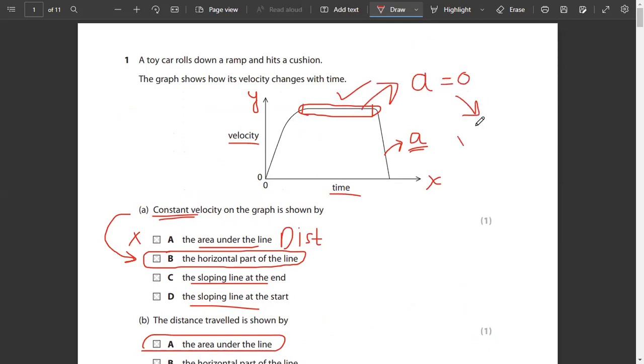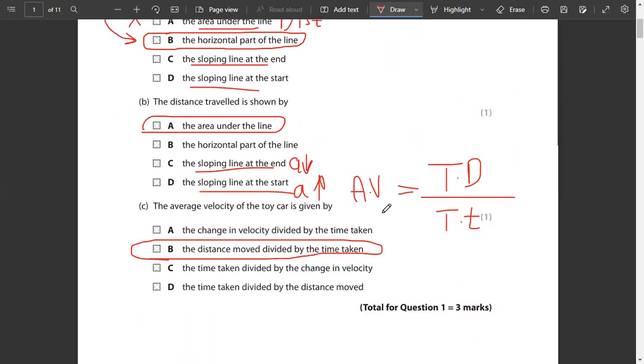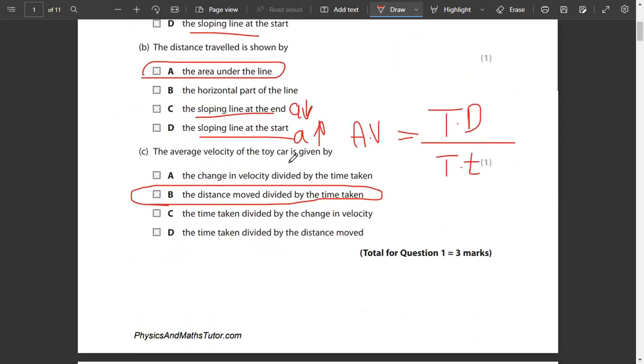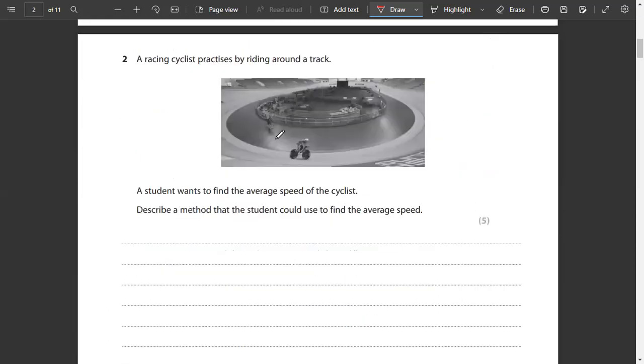Zero acceleration means that your velocity was constant. That doesn't mean that the velocity is also zero. The velocity was remaining same क्योंकि let's say यहाँ पे velocity 40 थी, and at time 1, time 2, time 3, time 4, after 5 hours the velocity remained 40, which means acceleration was zero. Here we also talked about another MCQ where the average velocity of a toy car is given by the distance moved divided by the time taken, and this would be your correct answer.